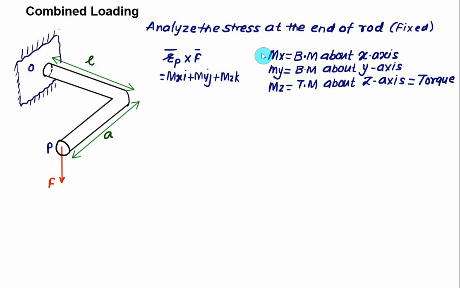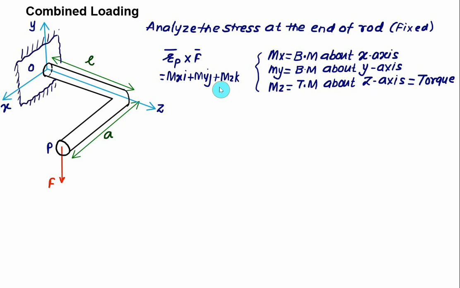But for this, we have to set our coordinate system. We set the coordinate system at point O, where we are interested in the state of stress. This axis we take as the standard axis x. The vertical axis we take as y. And the portion that protrudes will be our z axis. Once you take the cross product, you get a value of Mx i plus My j plus Mz k.